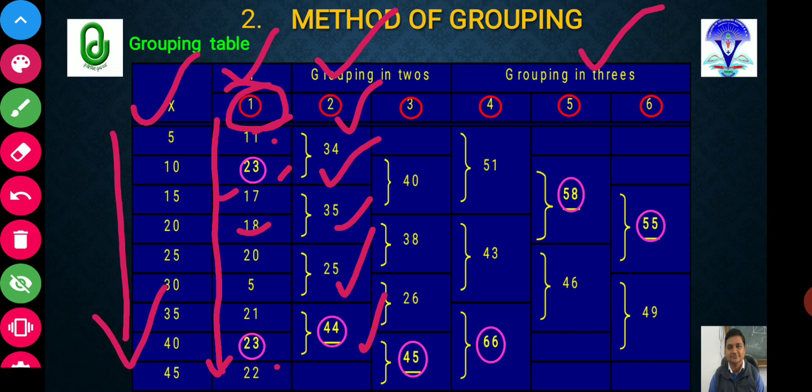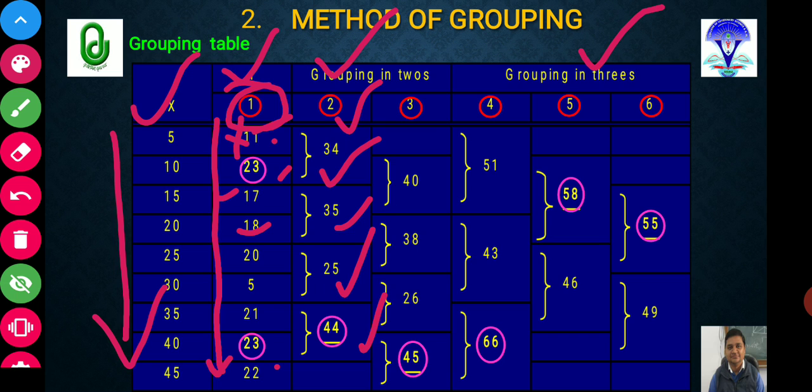Now again, the third column. Here you again have to group into 2, but the grouping is different because we are grouping in 2 but leaving the first value. What we did in column 2 was add 11 plus 23 is equal to 34. But here in the third column, we will leave the first value 11. We will not include 11.